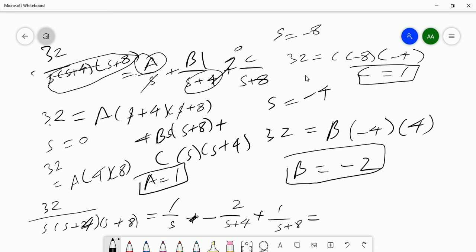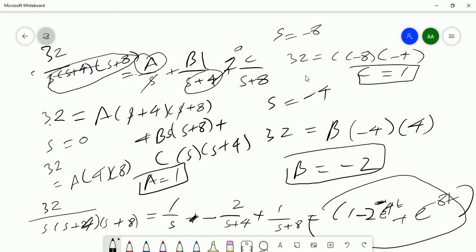Now take its inverse Laplace. You will get 1 over s is 1, that's basically u of t, and we will take it common, and that will be minus 2 into e raised to power minus 4t, plus e raised to power minus 8t. That will be your time domain response. This is your frequency domain response and this is your time domain response.